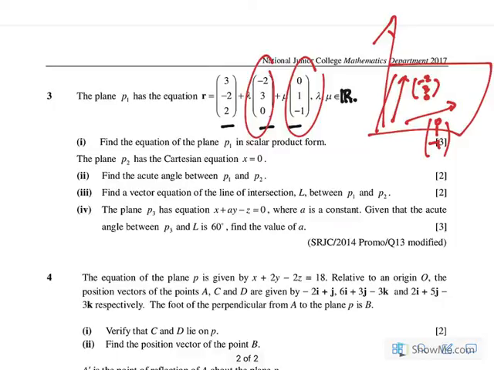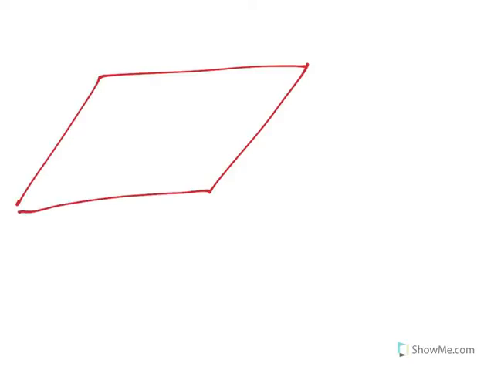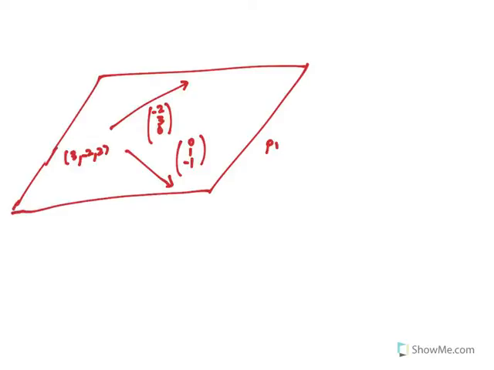I'm just going to show you how the question looks like. So this is plane 1. First we want to find a normal. The normal to the plane will just be equal to the cross product of (-2, 3, 0) with (0, 1, -1), and that will give me (-3, -2, -2).